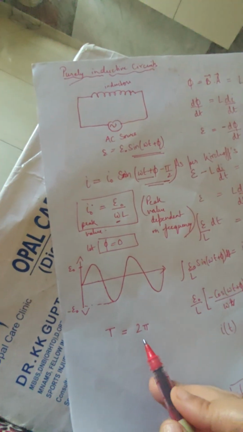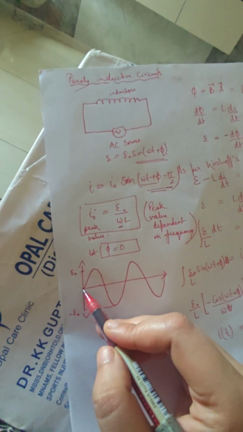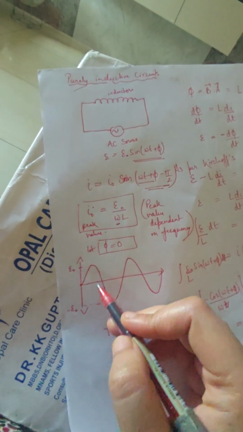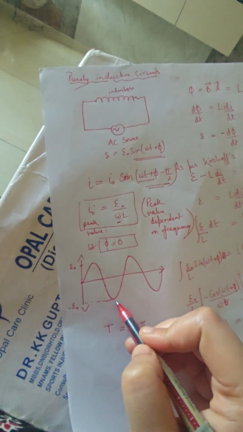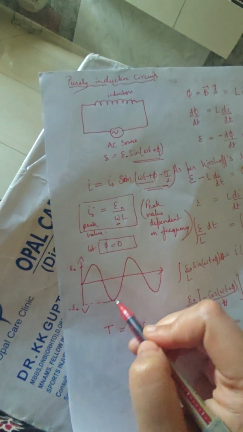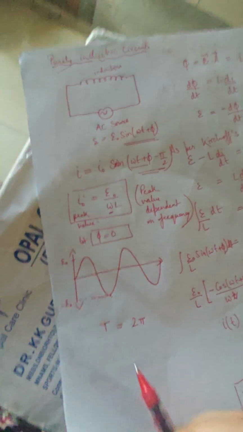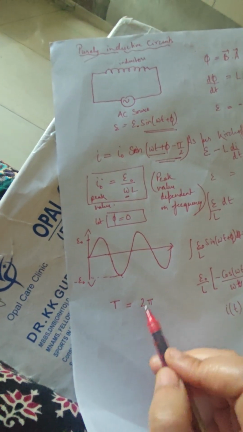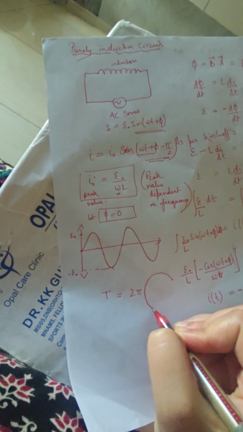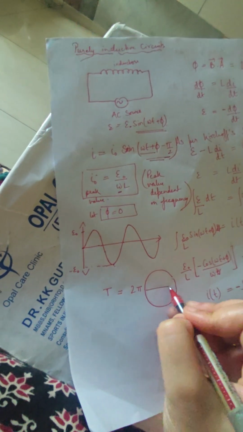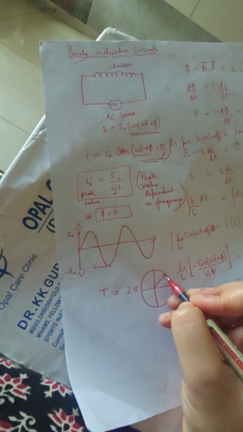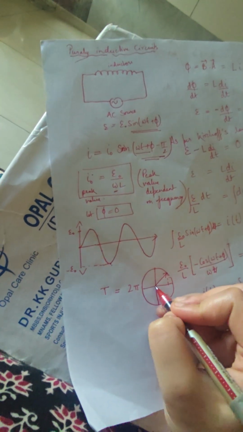But in a cycle of 2 pi, the vibration happens this way: the value starts from 0, reaches its maximum, again comes to 0, then goes back in the opposite direction, and then again becomes 0. So this is how my EMF and my voltage are vibrating. As you have studied earlier, this is related with your SHM, and SHM being a projection of uniform circular motion on the x-axis or y-axis.